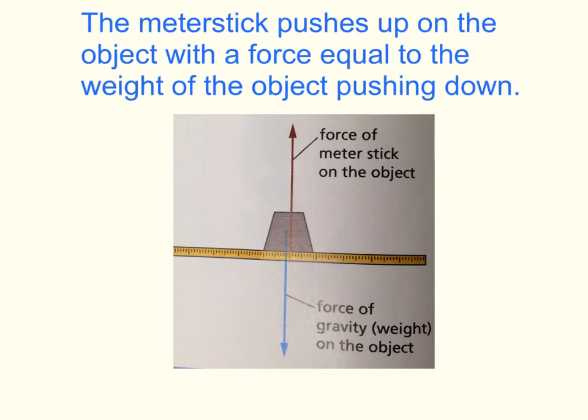This happens with all objects. When you're standing on the floor, you're pushing down on the floor. Your weight is pushing down. The floor is holding you up. The floor doesn't bend like the meter stick does, so it's hard to tell, but that is exactly what happens. When you're pushing down on the floor, the floor is pushing up on you.